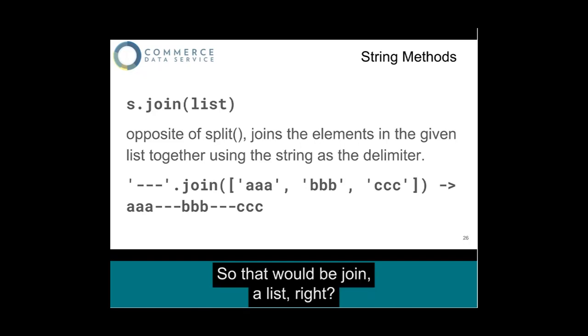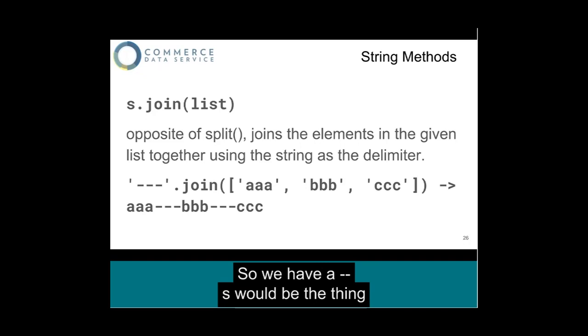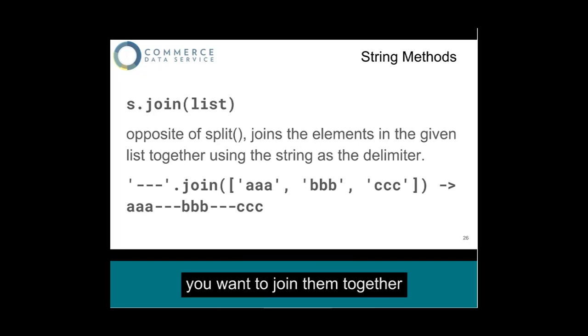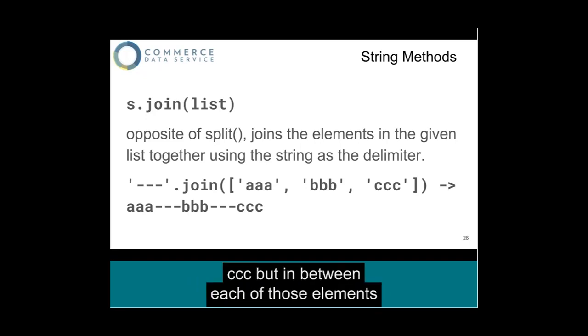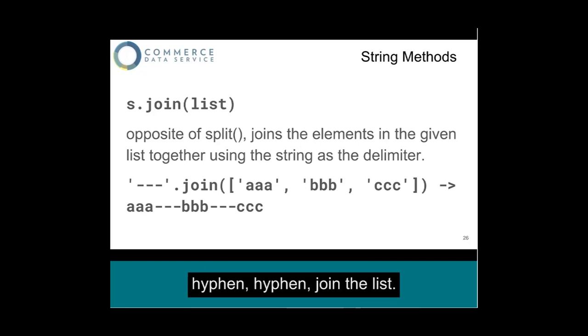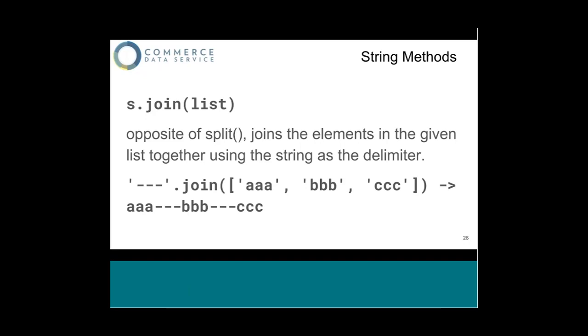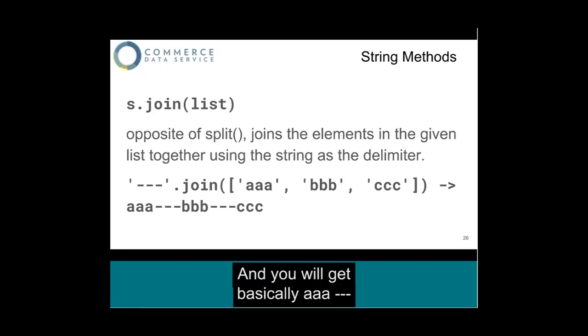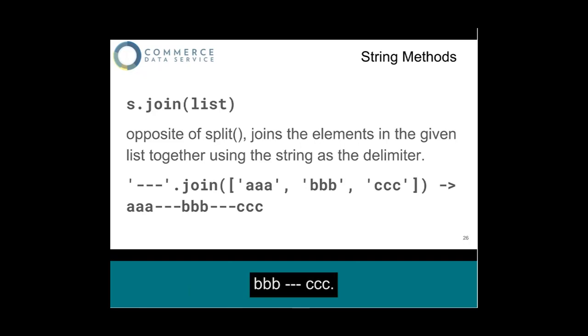So that would be join a list, right? S would be the thing you want to join them together with, which is the hyphens. So on the bottom you'll see, if I want to join AAA, BBB, CCC, but in between each of those elements I want hyphen, hyphen, hyphen, I would pass hyphen, hyphen, hyphen, join the list. And you will get basically AAA, hyphen, hyphen, hyphen, BBB, hyphen, hyphen, hyphen, CCC.